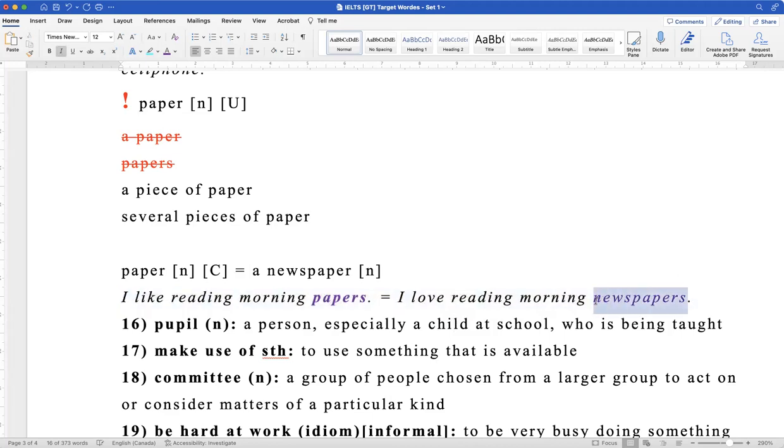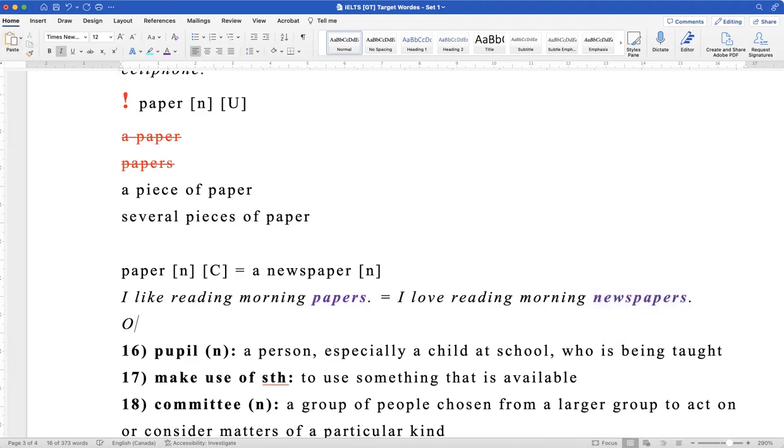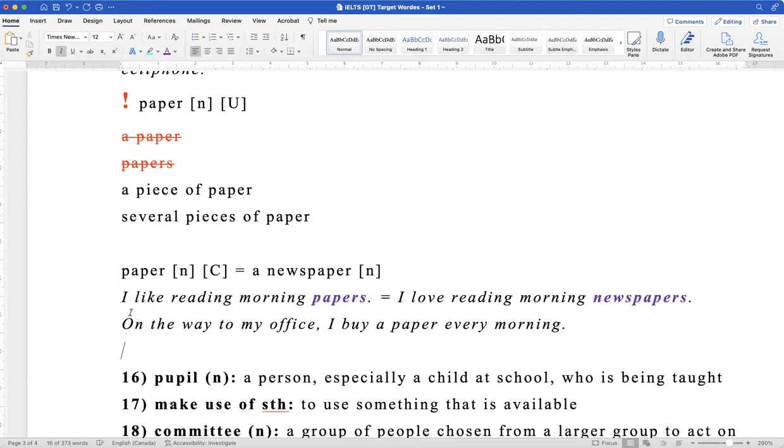Or I can say, on my way to my office, or not to repeat the same word like my and my, I can say on the way to my office, I buy a paper every morning. So here, I buy a paper, I mean a newspaper, so it is countable. So in this case, it is a newspaper, so it is countable.